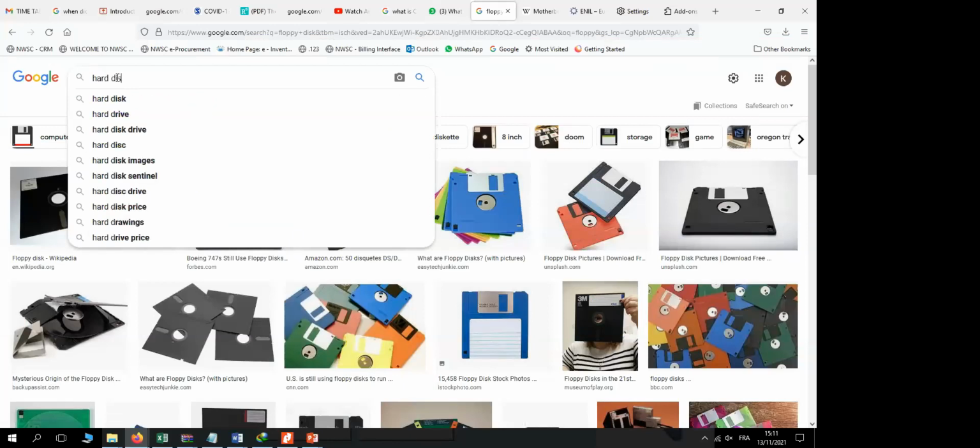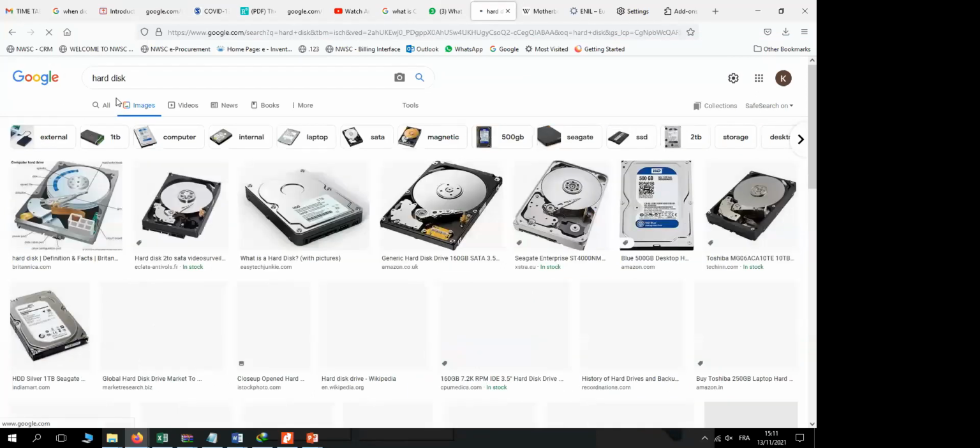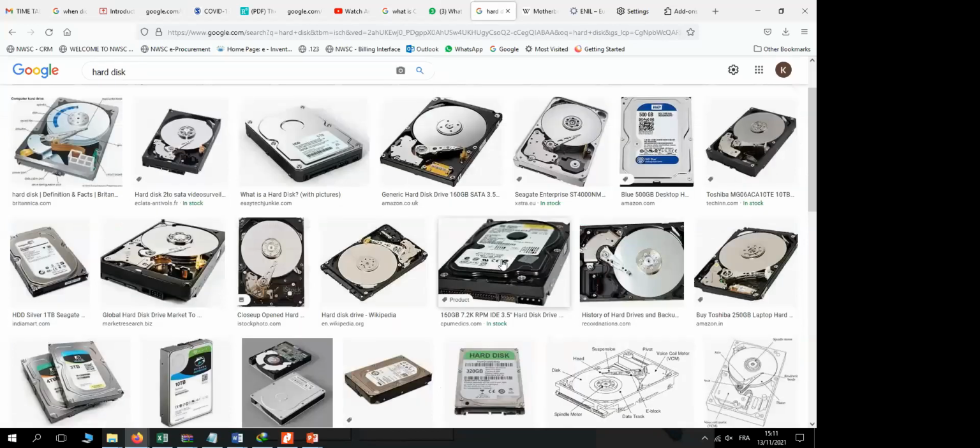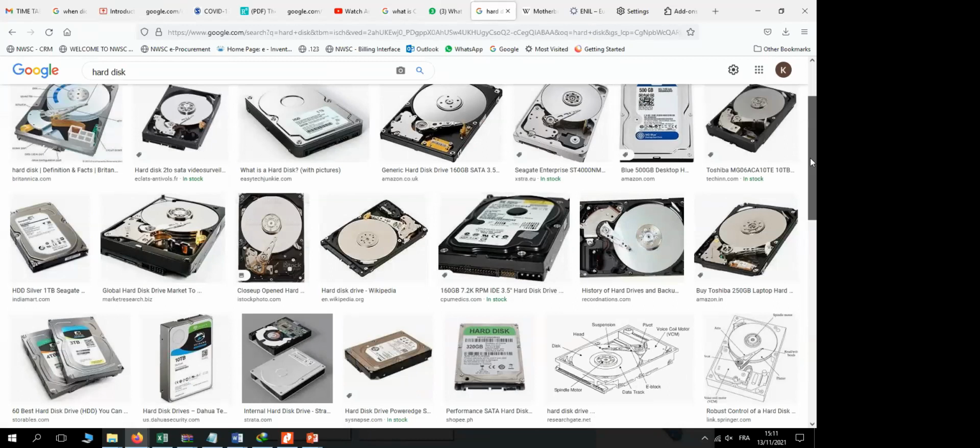So let's wait for it to come on the screen. Yes. So they are in different shapes. These ones are for the physical desktop computers, these big ones you are seeing here. These are internal hard disks. The ones you are seeing, most of them are internal. Let me see if I will get external.